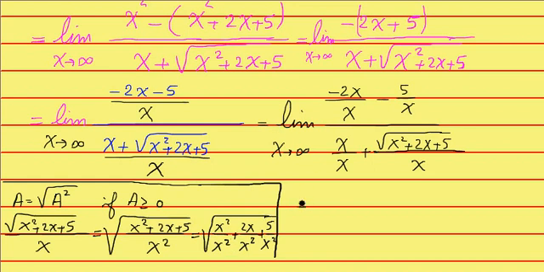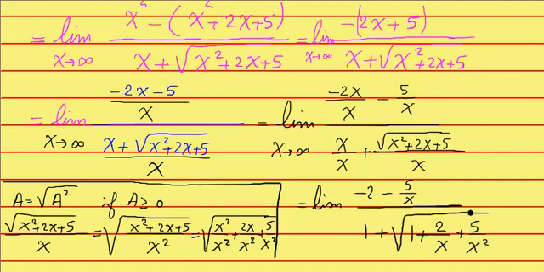So here I write this is equal to the limit of minus 2x over x, which is just minus 2. It's minus 5 over x. X over x is just 1. This radical is just that. X squared over x squared is just 1. 2x over x squared is 2 over x. 5 over x squared is just itself, 5 over x squared. X is still going to infinity.